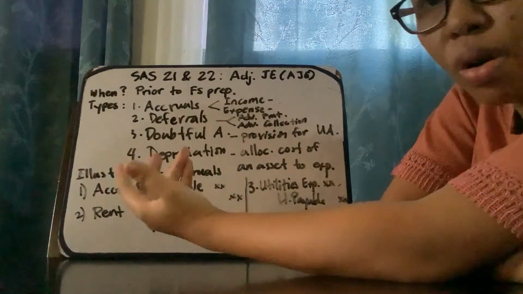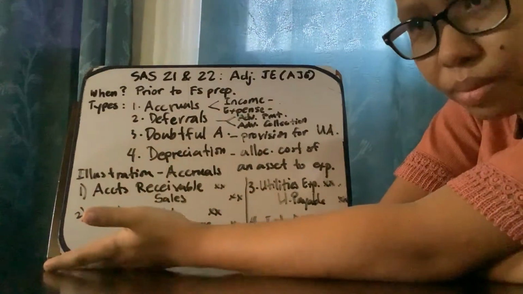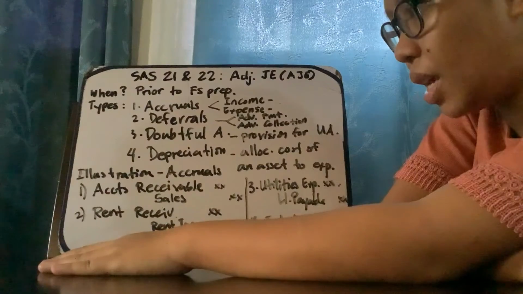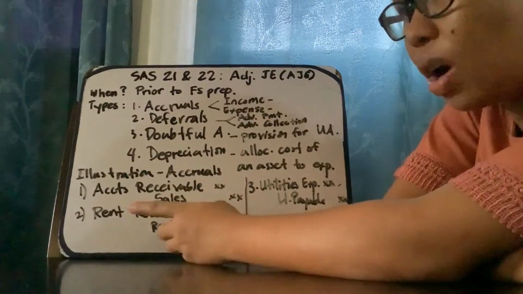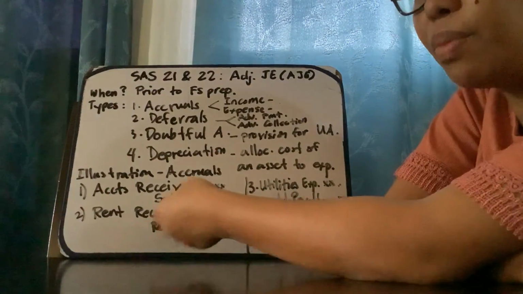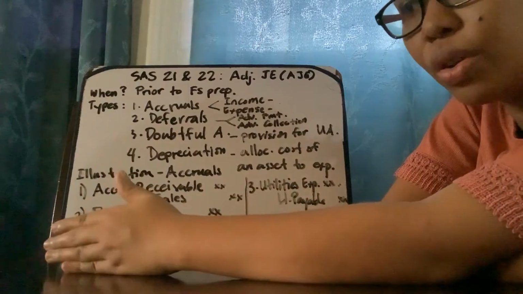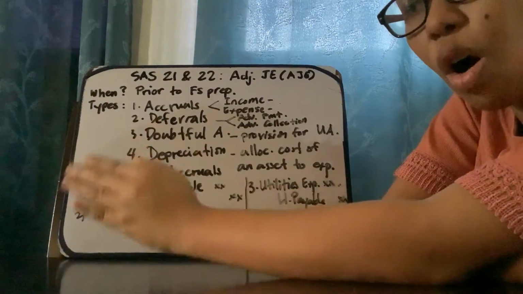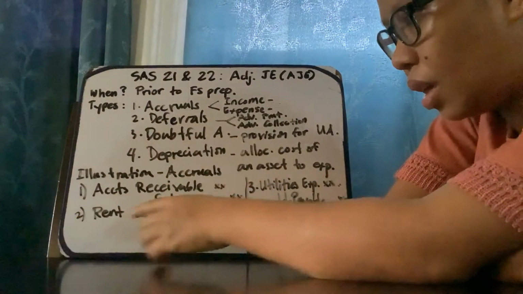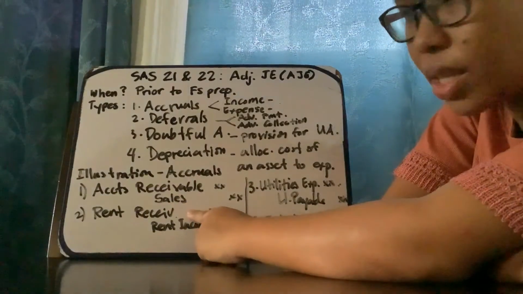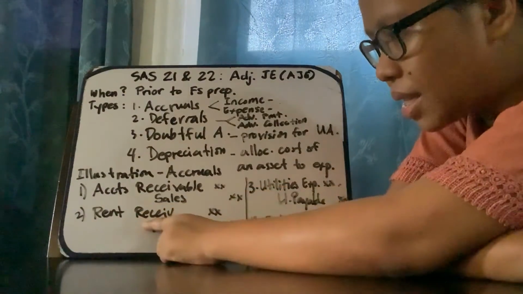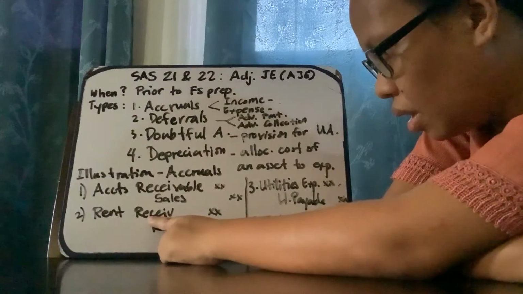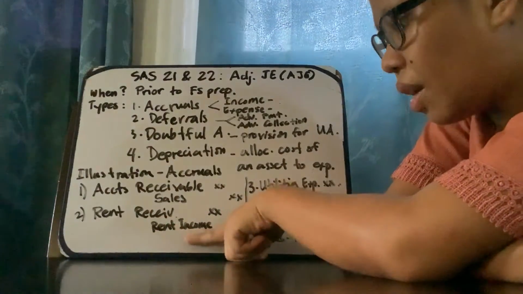Or kung you are into renting, leasing of properties, kung ang imuhang lessee wala pa ni bayad pero nilapse na ang period nga naka-occupy na siya sa imong property, you are already entitled to recognize income using this asset account, rent receivable, and then credit rent income.